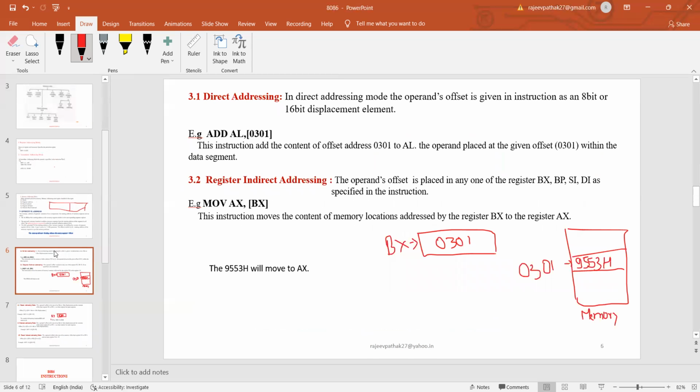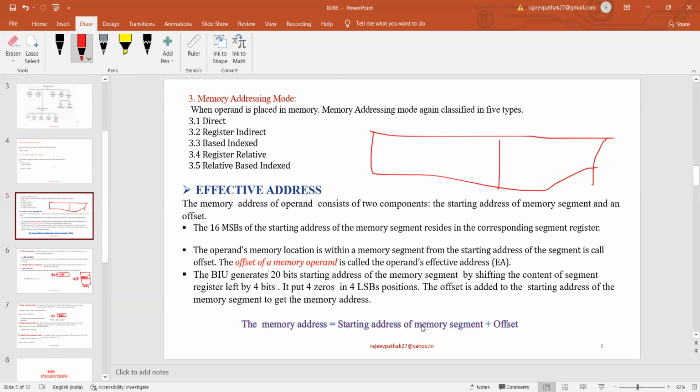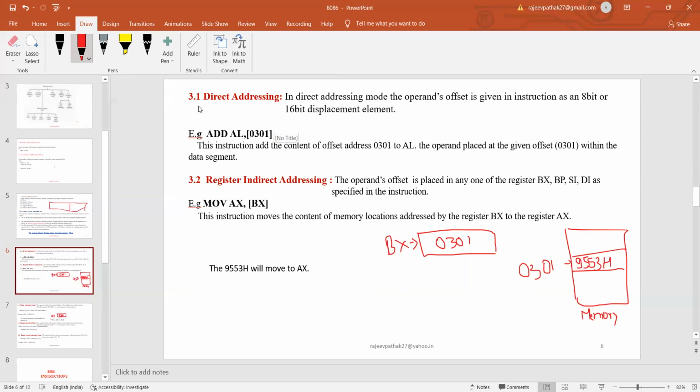In this way you can call any data, that is, move data from memory to the ALU using the address. The address has 20 bits, of which the 16 MSB are stored in the segment register, and the 4 LSB are stored as the offset. Now, in the memory addressing mode, the first method is called direct addressing mode.